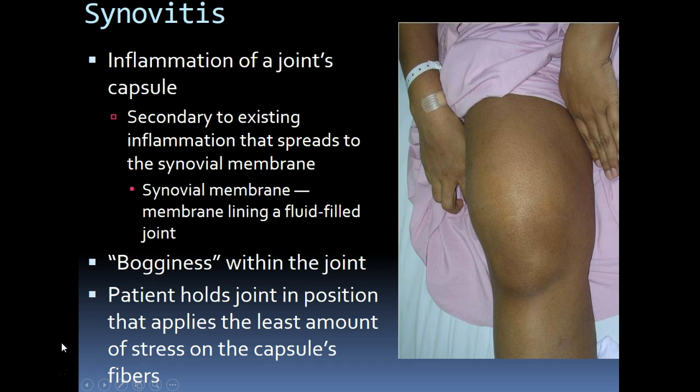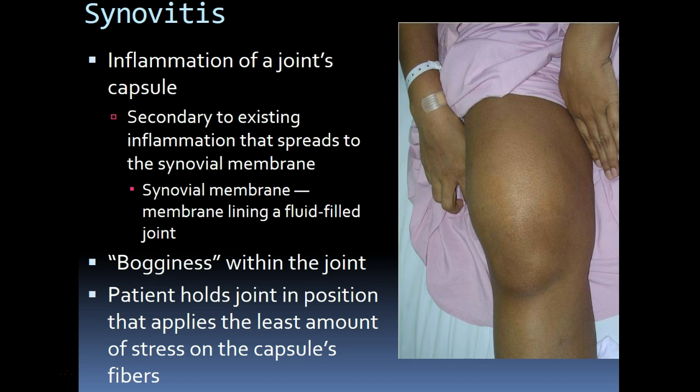Okay guys, so this brings us to synovitis. Syno, meaning synovium, and then itis meaning inflammation. So it's basically the inflammation of a joint's capsule that often occurs secondary to the presence of existing inflammation in and around the joint. And it basically spreads to the actual synovial membrane, which is basically the lining of the joint.